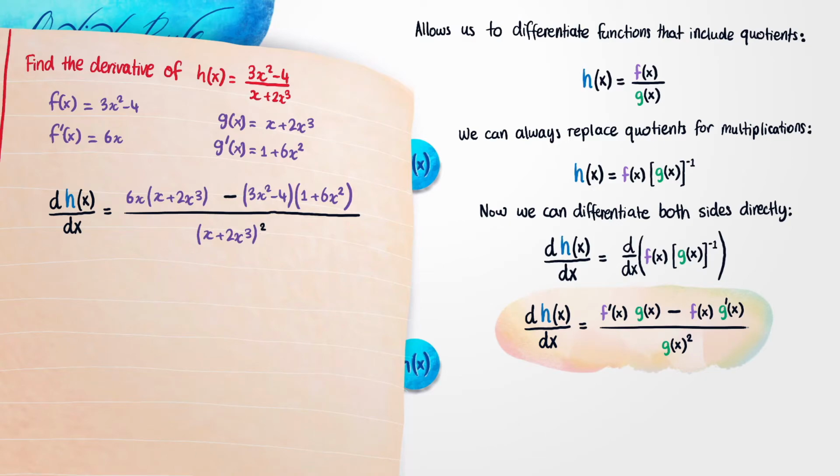Now, just like I showed for the superposition, product, and chain rule, I also have my own notation for the quotient rule as well.